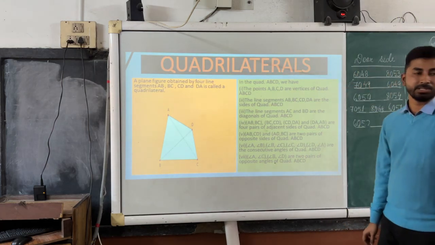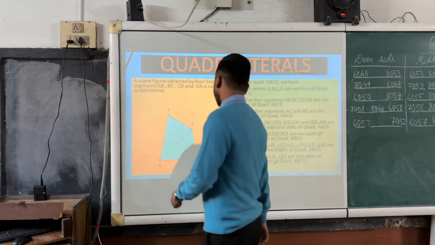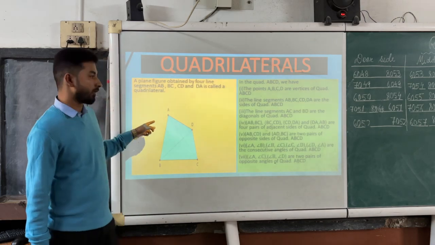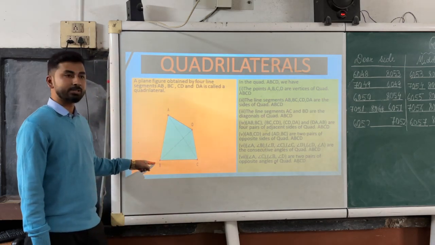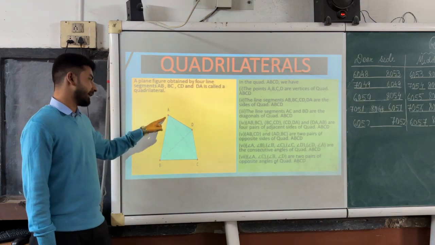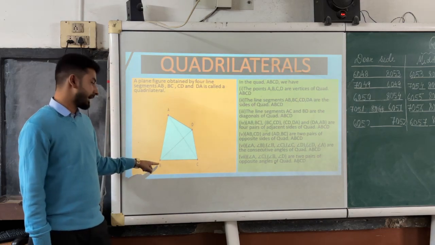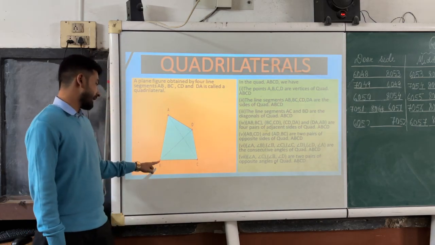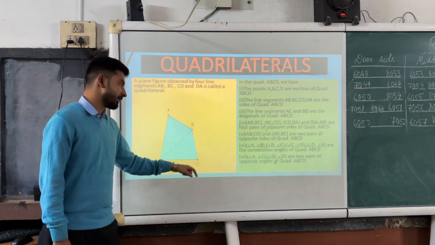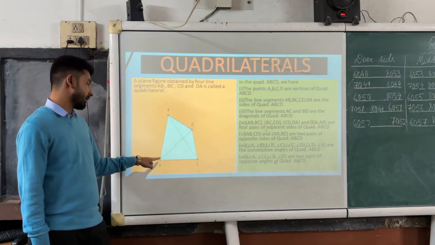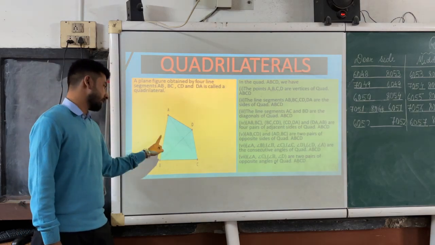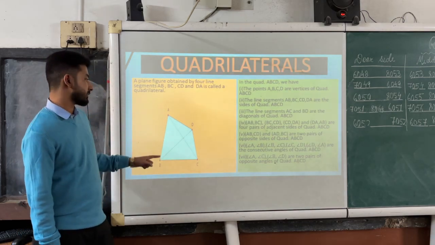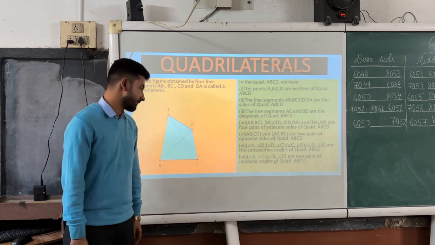Now sides which share a common point are called the adjacent sides of the quadrilateral. So side AB has 2 endpoints, endpoint A and endpoint B. Side BC has 2 endpoints, endpoint B and endpoint C. Now these 2 sides share a common endpoint which is endpoint B. So these 2 sides are known as the consecutive sides or the adjacent sides of this quadrilateral.